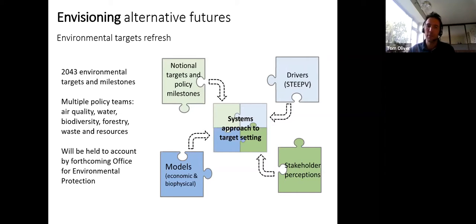But they also need to be feasible, both in the context of those changing drivers. So this acronym here, STEEPV, means social, technological, economic, environmental, political, and values. So trying to think about these changing contexts that will affect the success of achieving those targets. And of course, the policies to achieve them need to be viable, I guess, in terms of the economics of doing that.